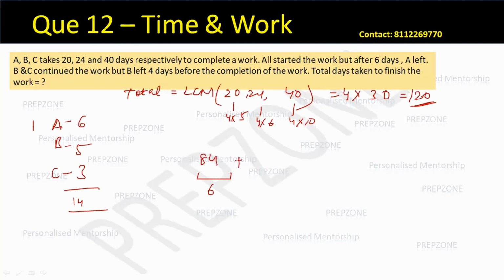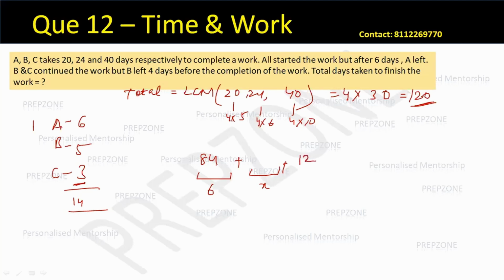Then what is happening? B and C continue to work. B and C have worked together for some days, but B left 4 days before the completion of work. So we don't exactly know how many days B and C worked, but we know that B left 4 days before the completion of work, which means for the last 4 days only C has worked, because it was only B and C. So how much work would have been done in the last 4 days?